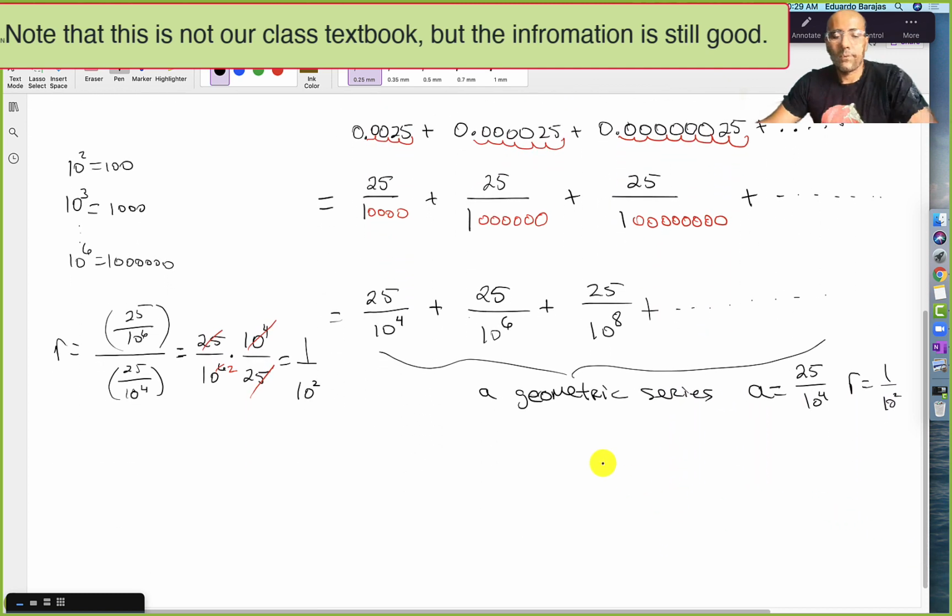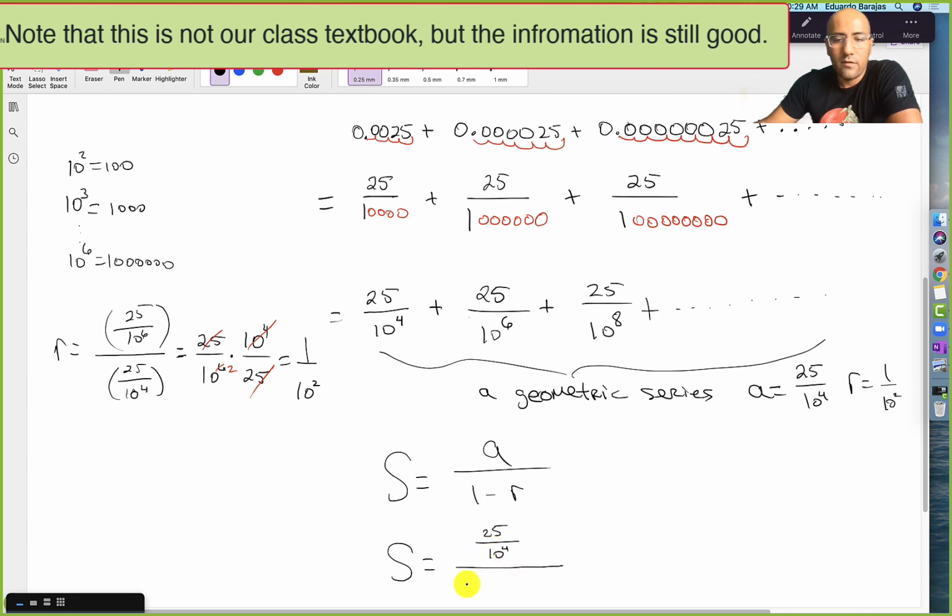Good. So that means that this infinite sum is equal to s, which is given by the formula a over 1 minus r. So s is equal to a, which is 25 over 10 to the power of 4, divided by 1 minus r, which is 1 over 10 squared. Right, so that's that, and that's this, and that's that. So all we have to do is simplify that.